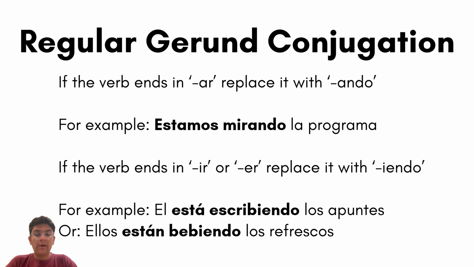If the verb ends with IR or ER, replace it with yendo. For example, él está escribiendo los apuntes. He's writing the notes. Or, ellos están bebiendo los refrescos. They're drinking the refreshments. Let's see some sentences that use the AR verb.